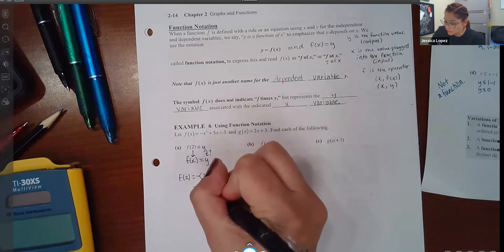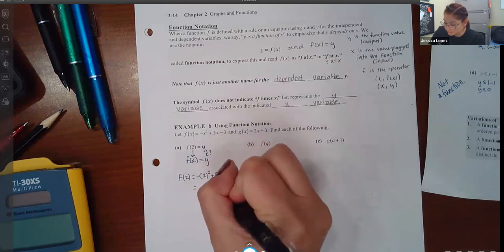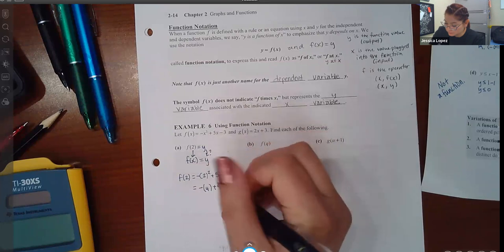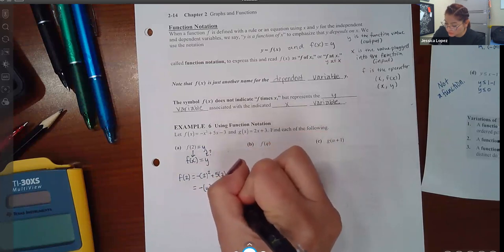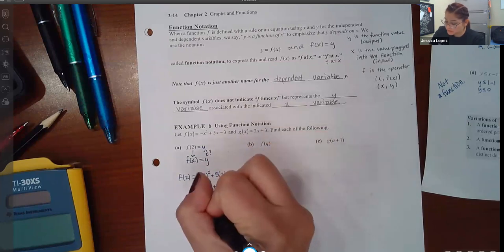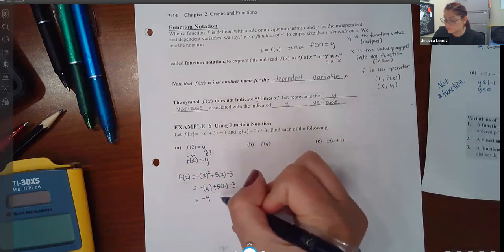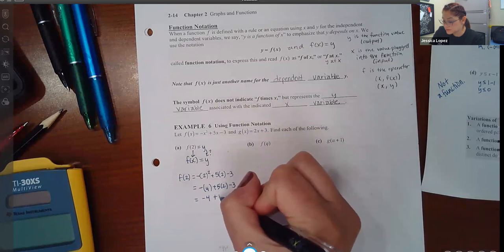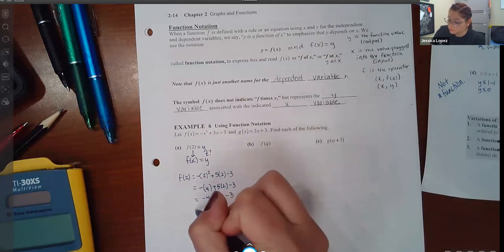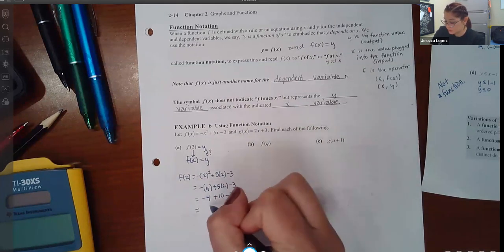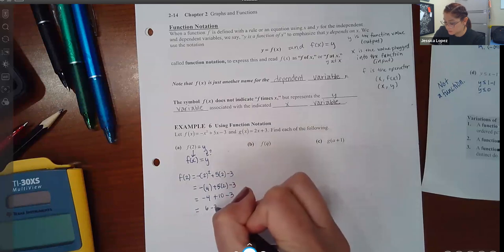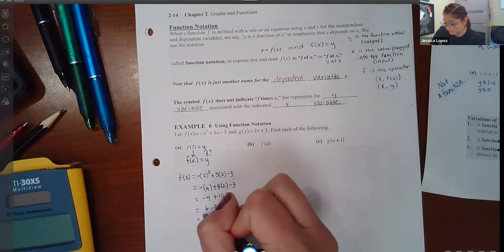So when I do the square first, I actually get 4. I'm doing my order of operations, so you have to apply your exponents first, then your multiplication. A negative times a positive 4 is negative 4. 5 times a 2 is 10. And then finally, I can do my add and subtract from left to right. So this is 6 minus 3, which is just 3.